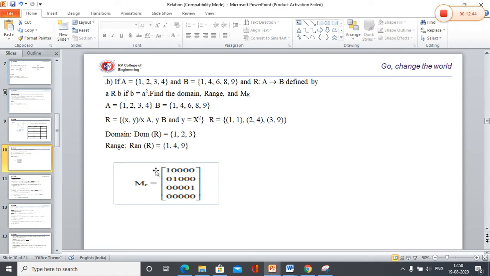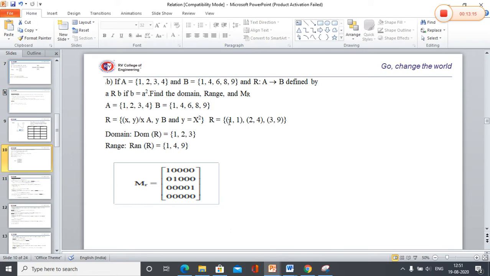Now this is nothing but 1, 2, 3, 4. This represents 1, 4, 6, 8 and 9. So now 1 to 1 is there, so only for 1 to 1 I have to put 1. Rest everything I have to put 0. Now 2 to 4: the second element represents 4. So 2 to 4 is 1, so I have to put 1 here. Then 3 to 9, so I have to put 1 here. Then this last row will be all zeros, because anything that starts with 4 is not there.